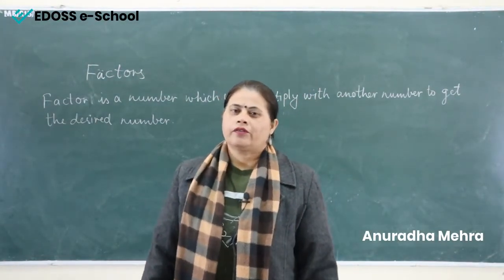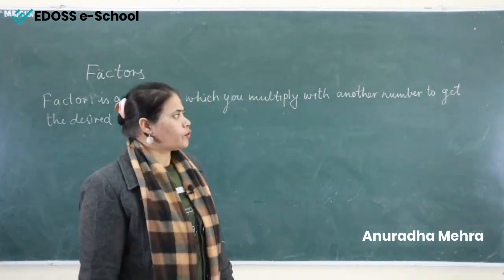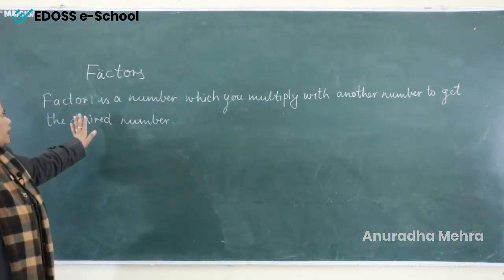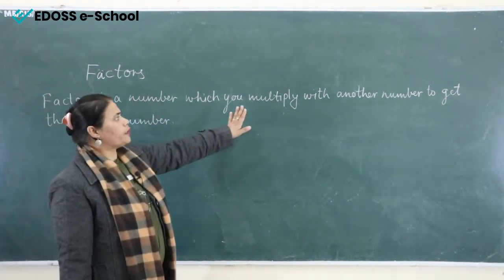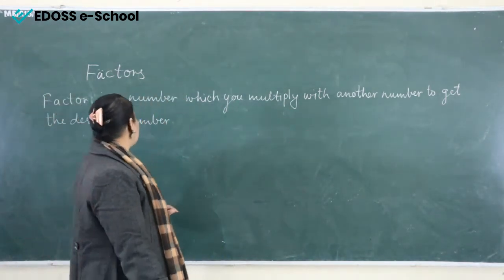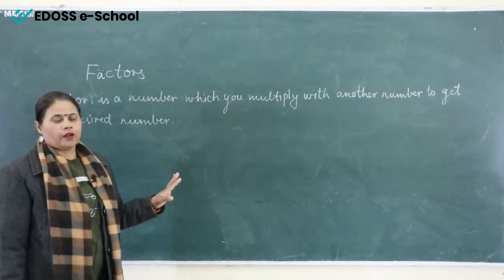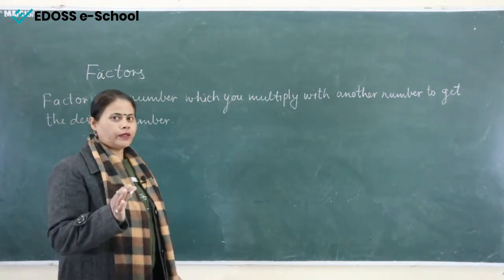So I am taking the topic factors for you. So here is my topic, factors. What are factors exactly? A factor is a number which you multiply with another number to get the desired number. We will explain this with an example here.